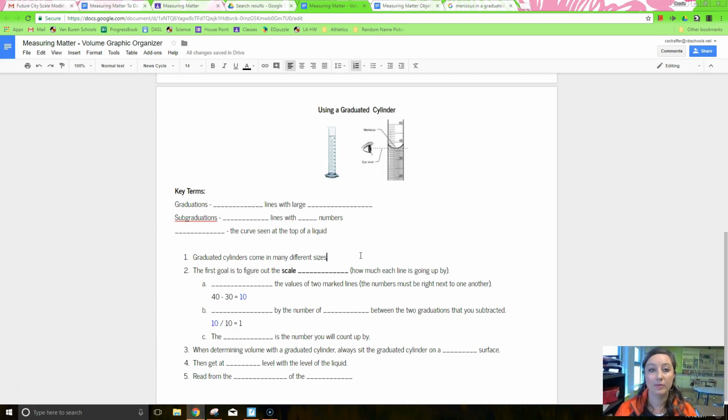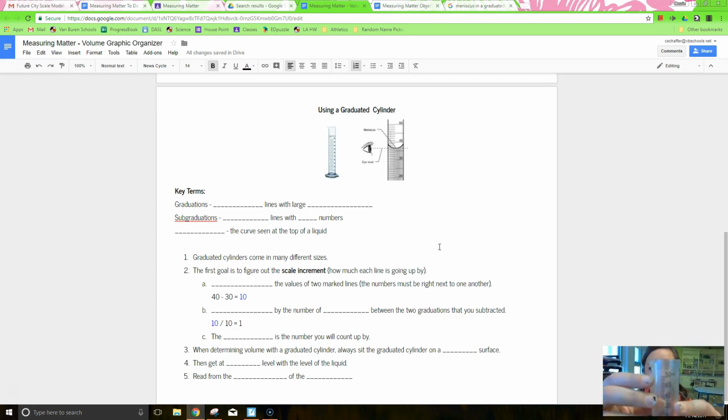It's kind of like when you guys work with graphs. You have your scale that you have to figure out, and then you have to figure out how much your scale is going to go up by. So those are called increments. Same thing with our graduated cylinder. So the first goal is going to be able to figure out the scale increment, or how much each line is going up by. And these lines actually have a specific name.